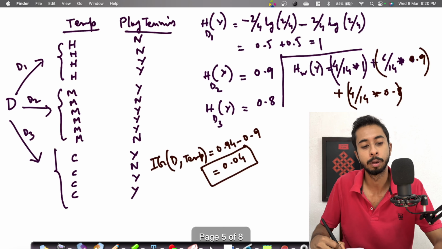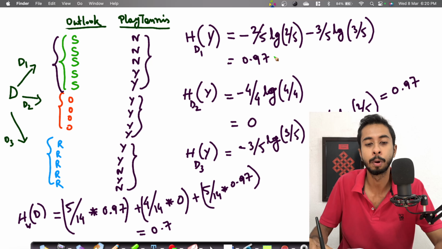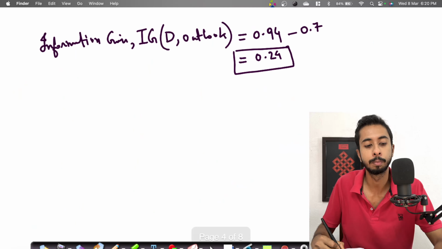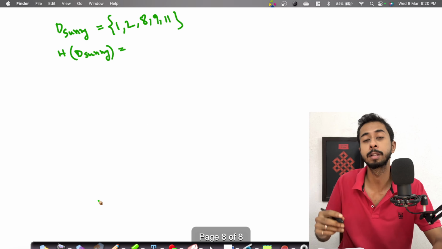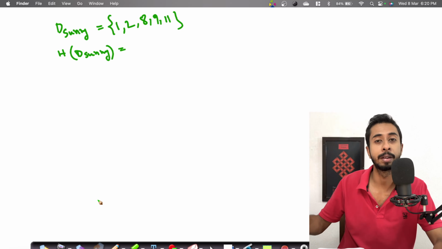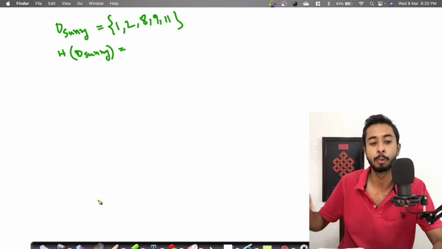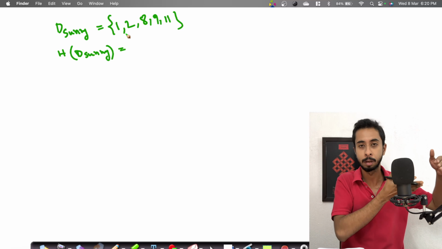I think you have got it earlier. What is the entropy of D Sunny? It is 0.97, right? So I'll just mark it. Just like in the previous slides, we had marked the entropy of the entire data set, right? It was 0.94. Now this D Sunny is my new data set, because we have divided, we have come to one branch of the decision tree.